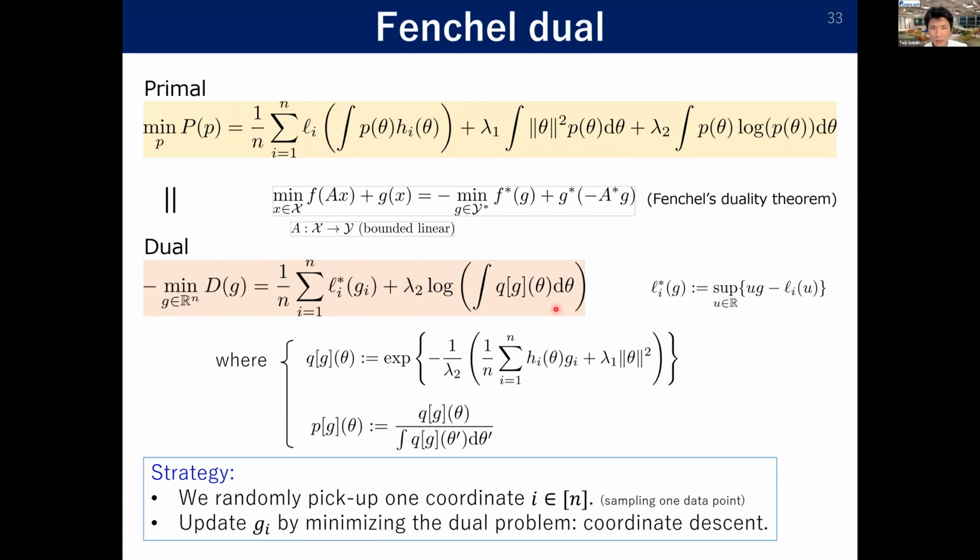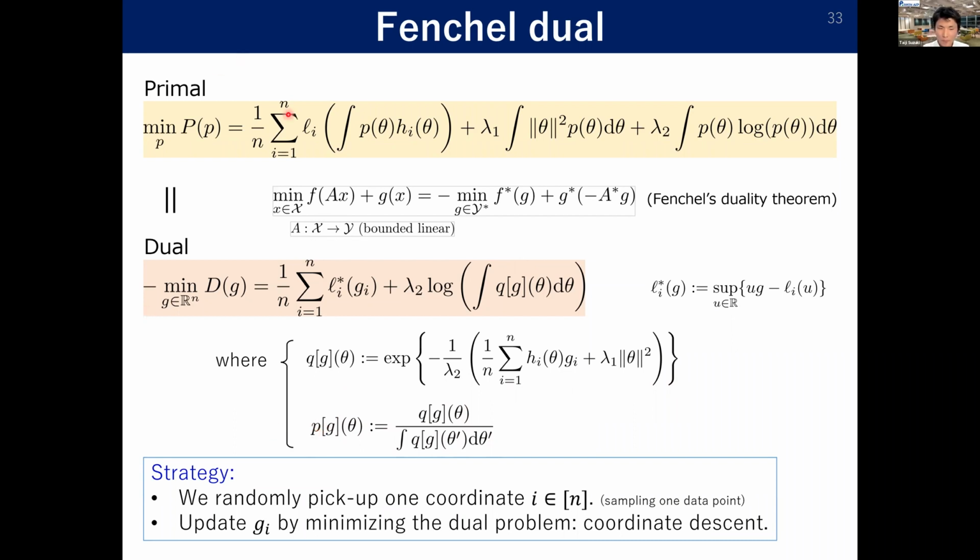The second term is written like this. Here, Q_g is defined like this. This is very similar to P_t, Q_t that we considered in the previous slide. Accordingly, we define P_g like this. This is a normalized density function, and it is the primal variable corresponding to the dual variable g.